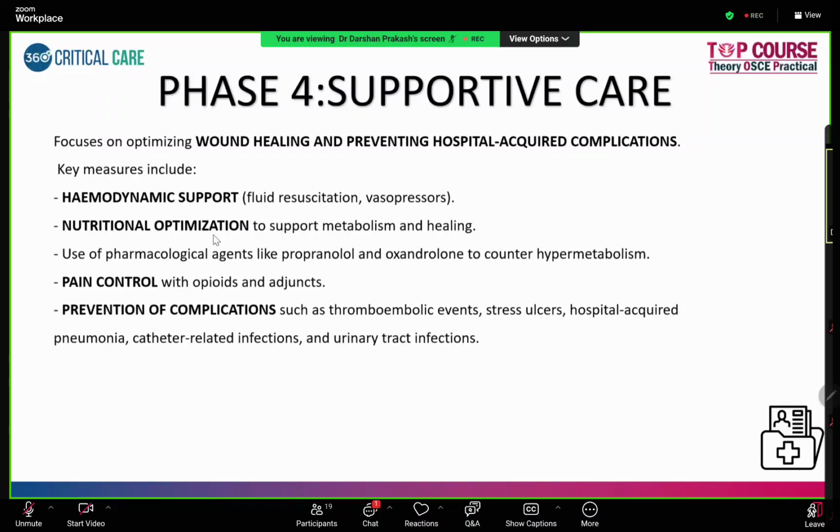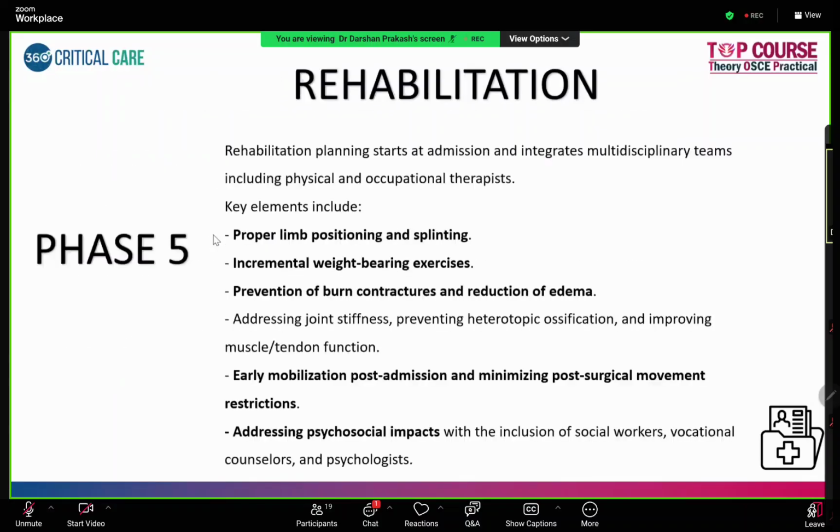Okay, so this is what is involved in the fourth phase, and the last phase is the rehabilitation. This is one thing that we need to mention when we are talking about wound management in general. You need not go on writing each thing in particular. You just have to mention the headings, that would be sufficient.